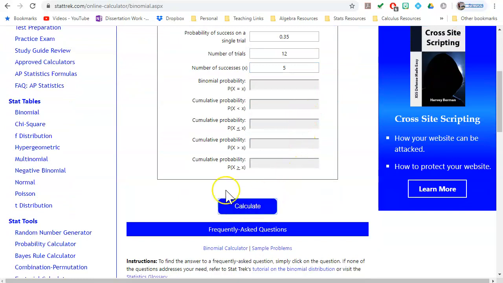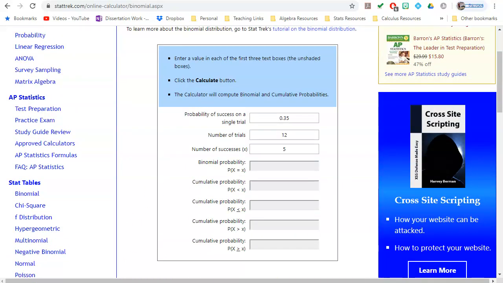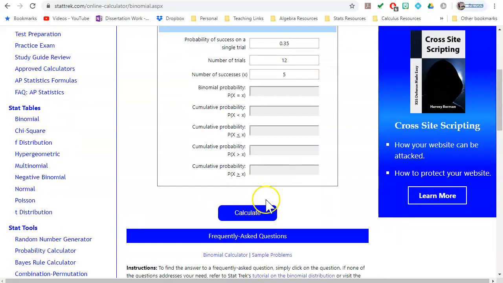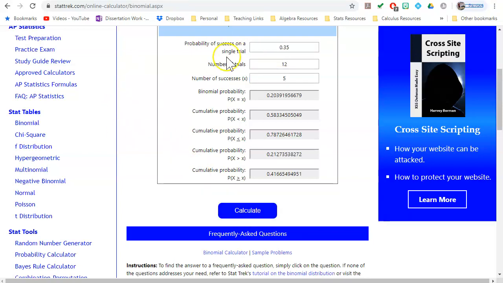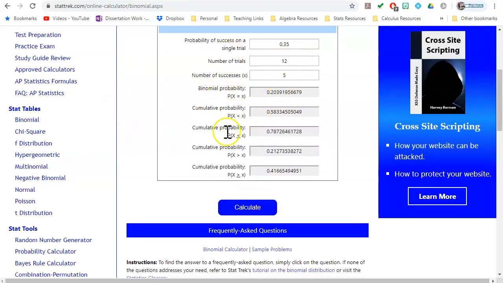If you click calculate, this little online calculator should actually calculate something. Nope, everything was good. Why aren't you calculating? Let me refresh. Maybe you are broken in some way. 0.35, 12, and 5. Okay, there you go. It'll give you the probability of equal to, less than or equal to, greater than, or greater than or equal to.